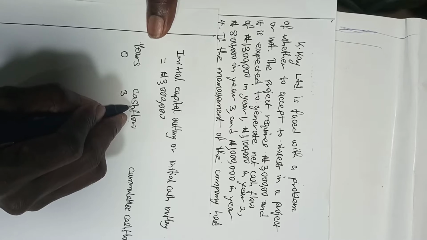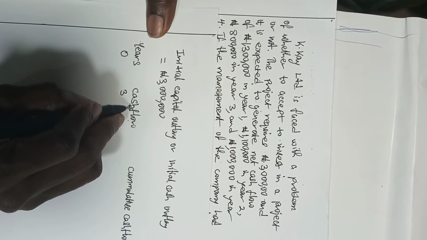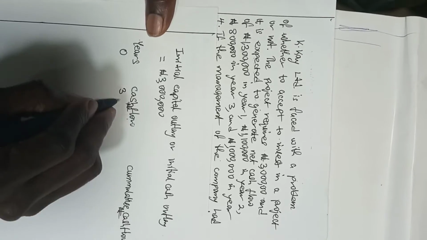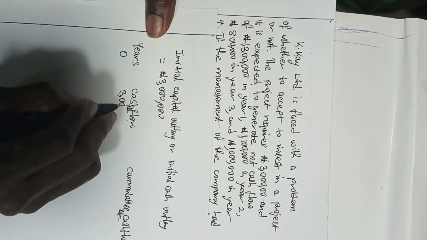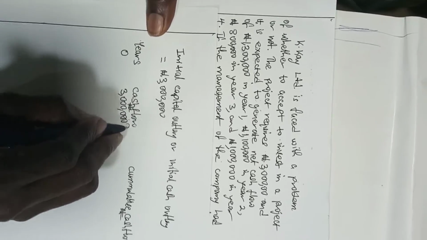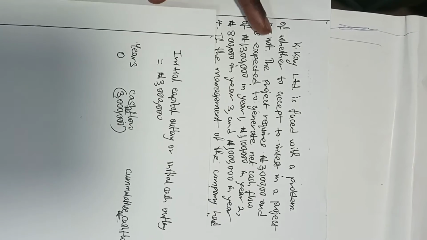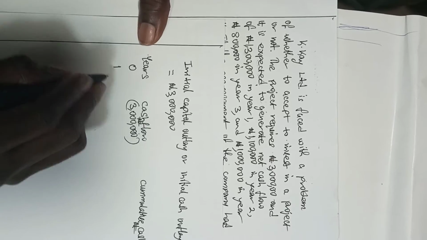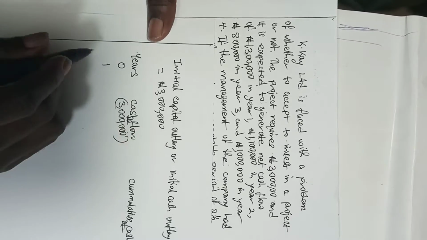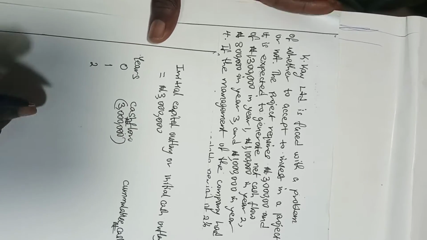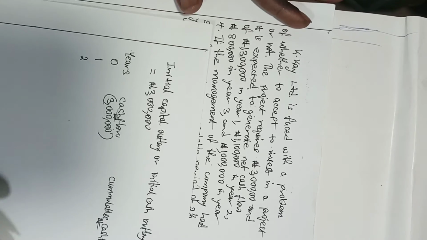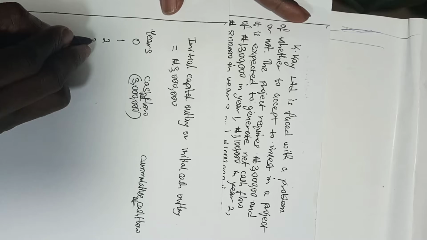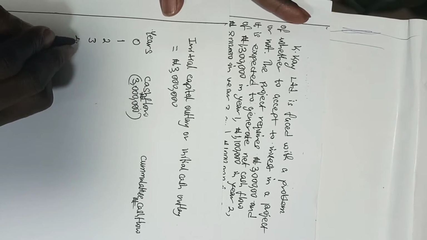So we can put our naira symbol on top, like this. So 3 million, and you bracket it. Then you now say year 1. How many years do we have from year 1 to year 4? We have year 2, year 3, then year 4.